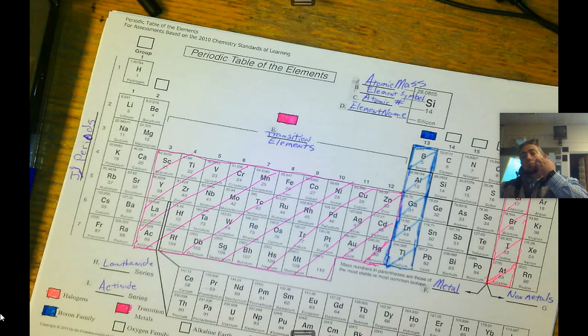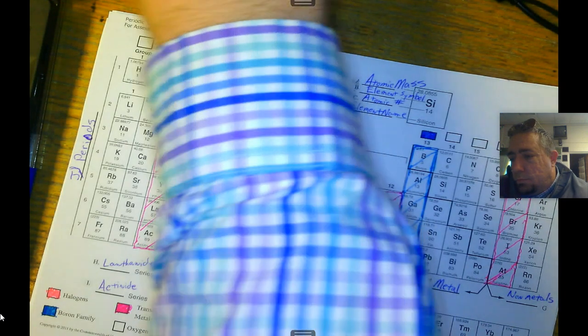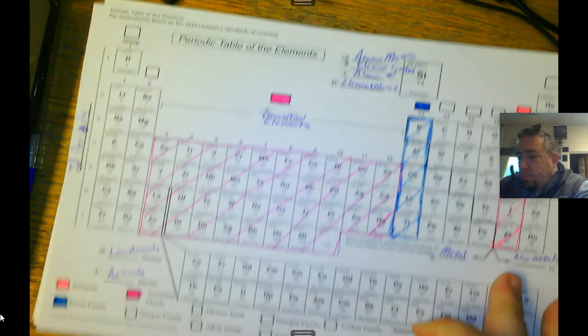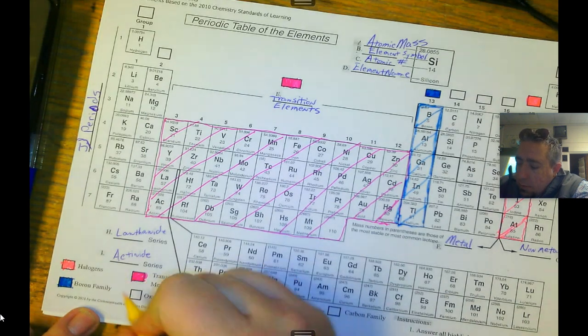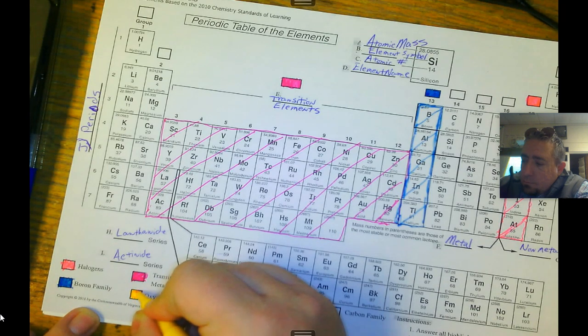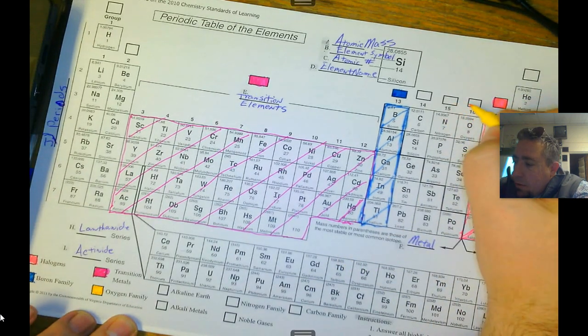All right. Another easy one. We'll give it this ugly color. Oxygen family. 16. Correct. So 16.